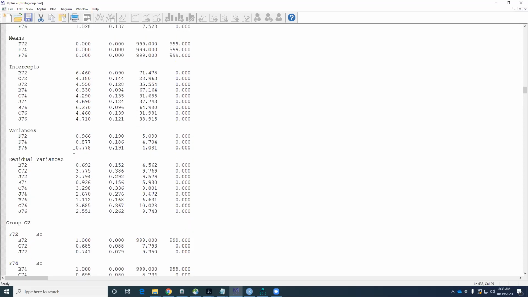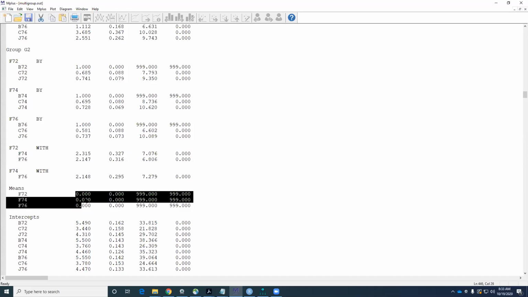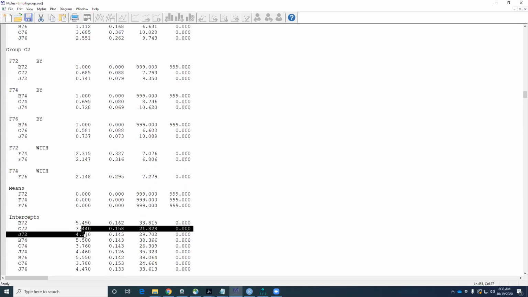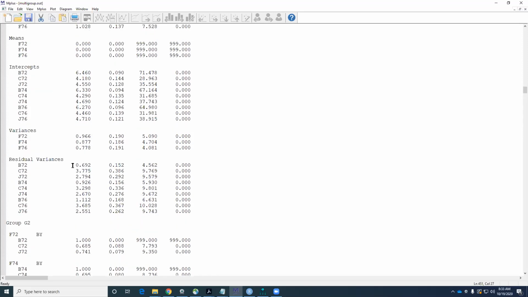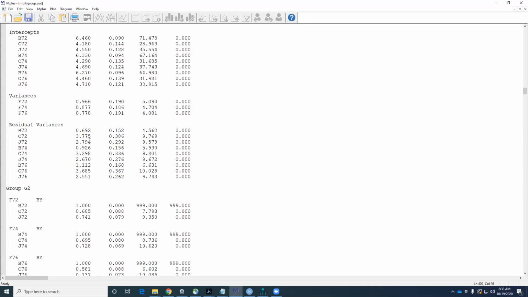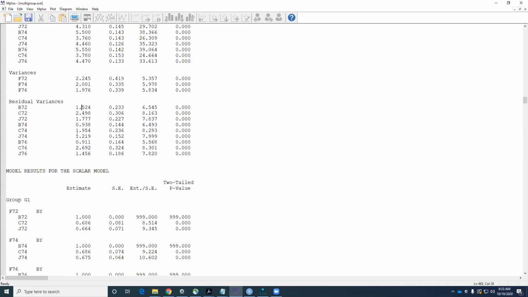The means of factor 1 and factor 2 in group 2 are still freely estimated. That it's 0 here, and the intercepts that I have for the manifest variables are different numbers down here. And here's my intercepts here and my means here. The residual variances are also different things, 692, and then down here, 1524.